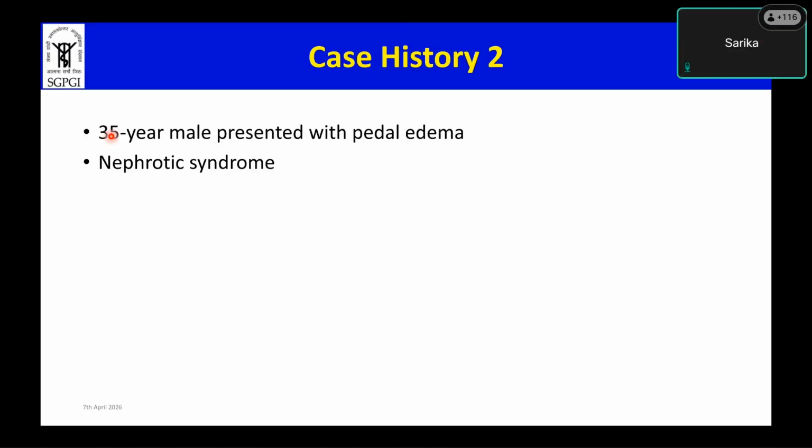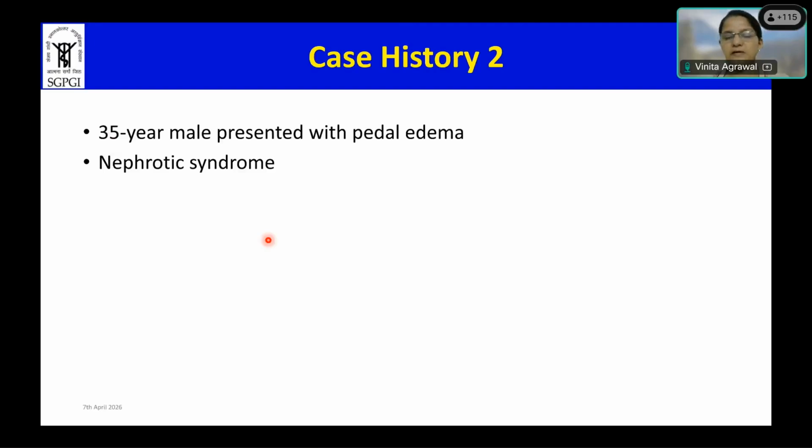Sarika, can you hear me? Yes, ma'am. Please read up the history and let me know what your expectations are. A 35-year-old male presented with pedal edema, which is of nephrotic syndrome. Most probably adult male with nephrotic syndrome, membranous nephropathy. Very good. That is the first thing which comes to your mind.